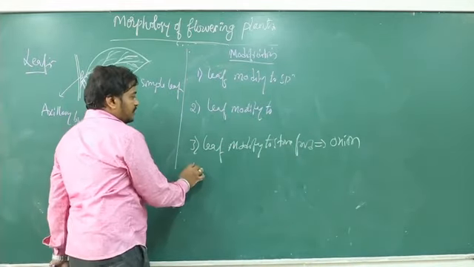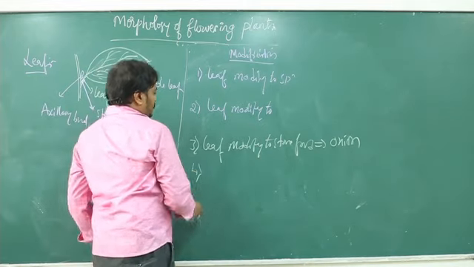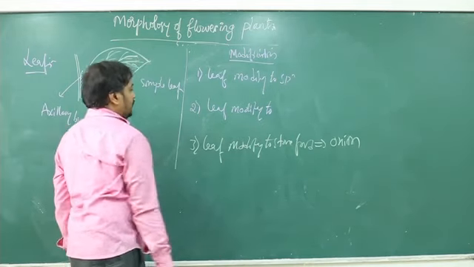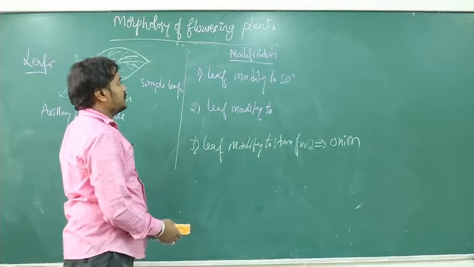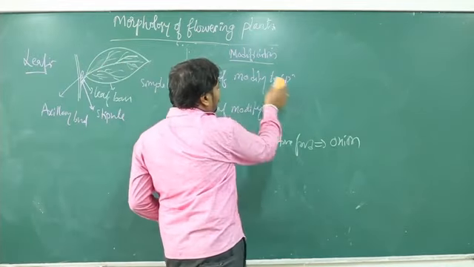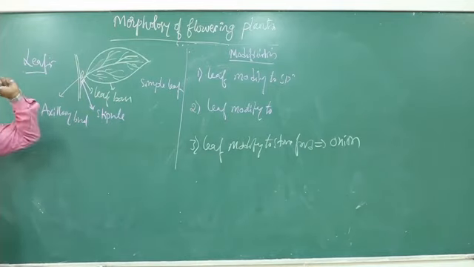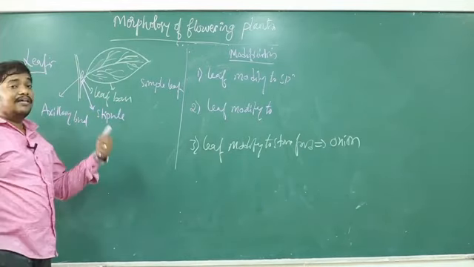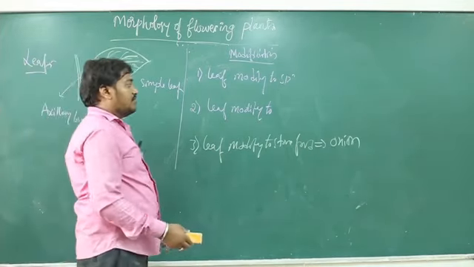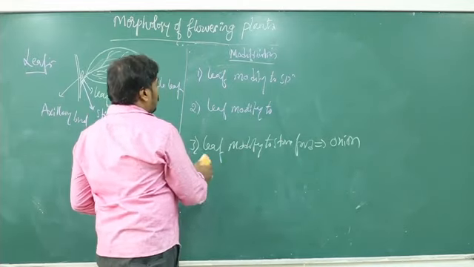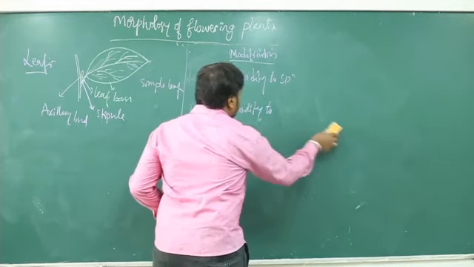Okay, so leaf modification ಆಯಿತು. Modification for protection, that is spines. Modification for mechanical support or climbing, it is tendril. Modification for food storage, that is onion. Okay, so this is one case.